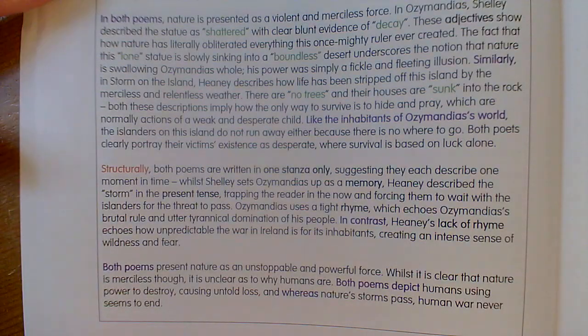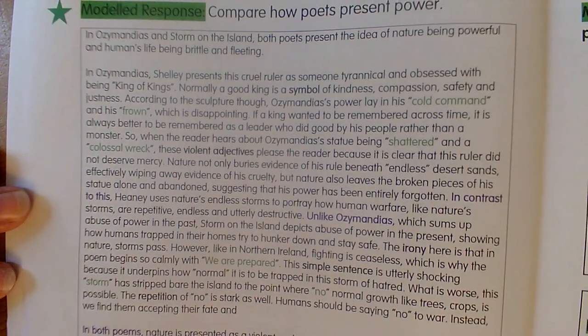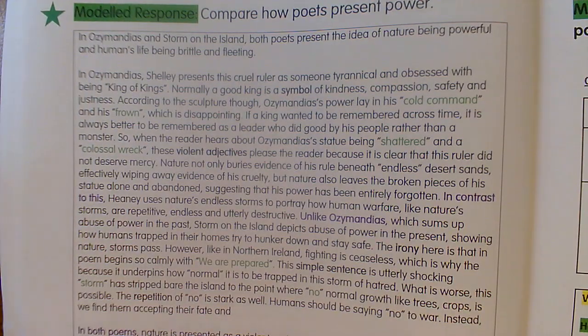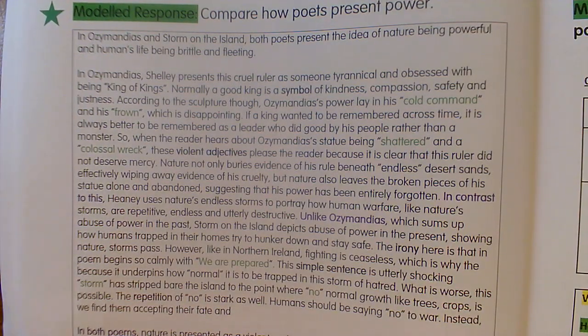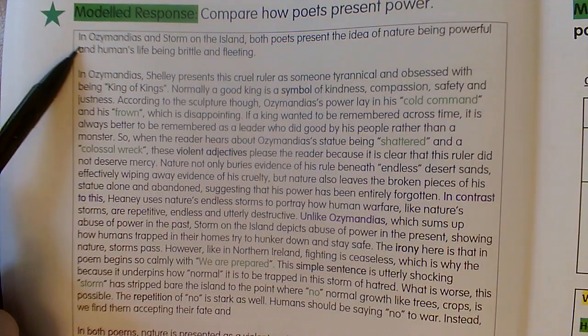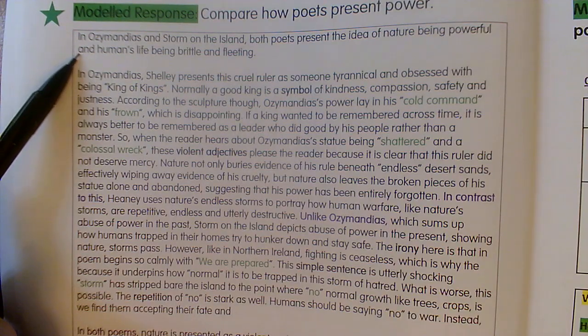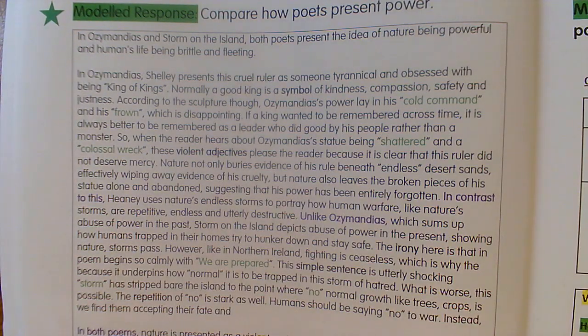All right, now I can hear you want to see the other paragraph. So let's go up. So, how do poets present power? Now, here is the tiny, and I do mean absolutely tiny introduction. In Ozymandias and Storm on the Island, both poets present the idea of nature being powerful and humans' life being brittle and fleeting. There you go.